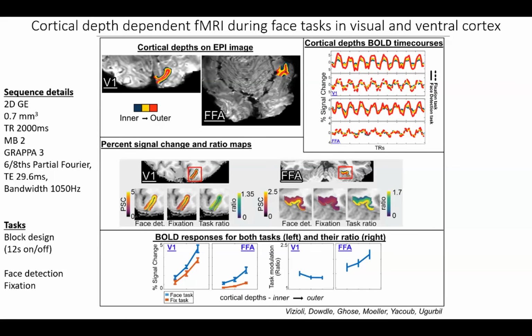So, as I said, here is the same thing that I'm showing at the bottom, the average over 4 subjects. We got BOLD evoked responses for both tasks and the ratio. And here are the maps for this ratio in V1 and FFA. Blue means low ratio, yellow means large ratio, and you can see here it is yellower as you approach the white matter for V1, and instead is yellower as you approach the outer surface in FFA.